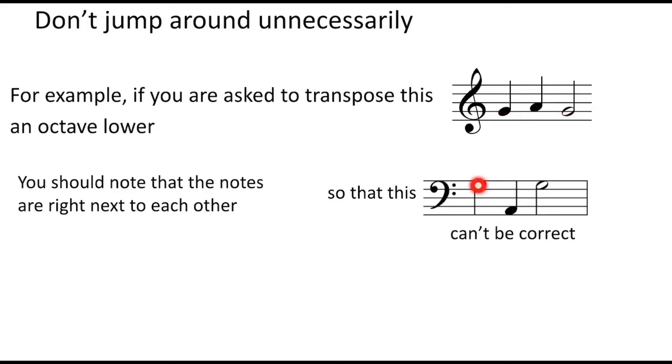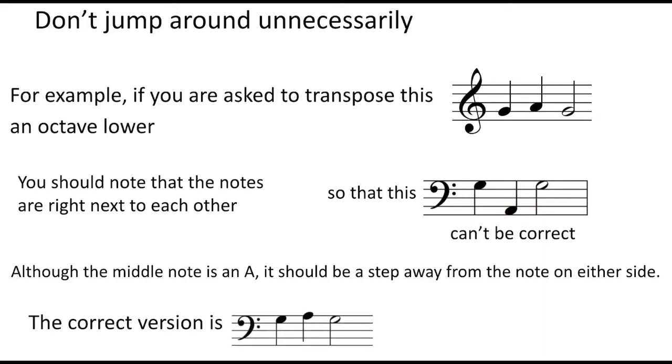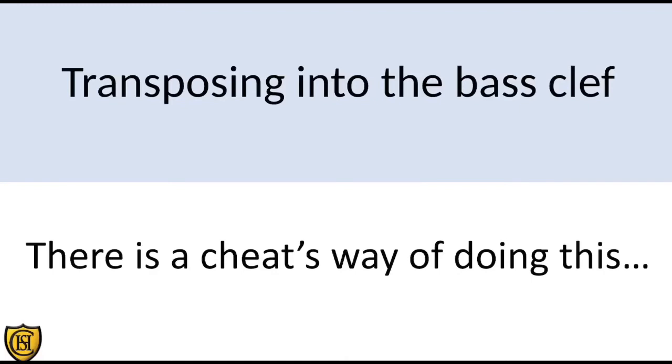Yes, the notes are right. That's a G, A, G. So is this, G, A, G. But notice that while these notes are all right next to each other, these notes aren't. Look at all the lines and spaces in between here, jumping about all over the place. So that can't be right. It can't be the correct answer. And in fact, the correct answer should be that. The notes here are right next to each other, just the way they are in the original version.